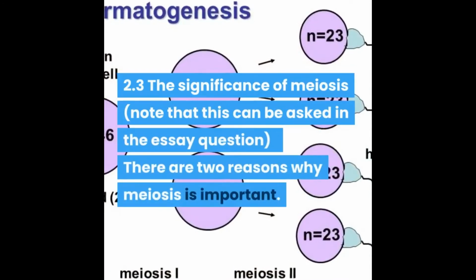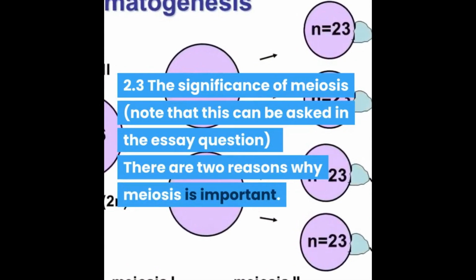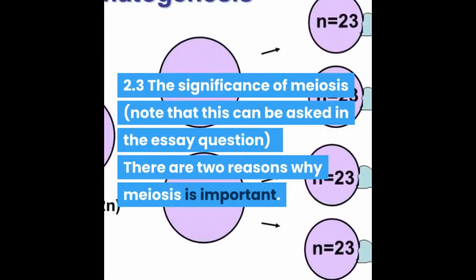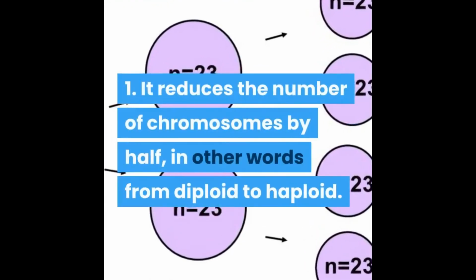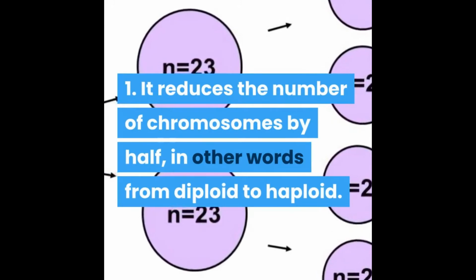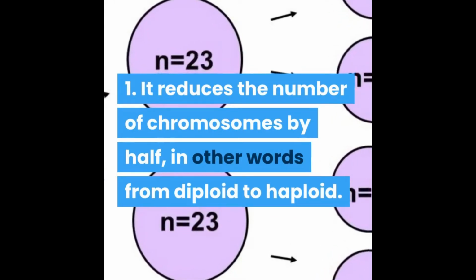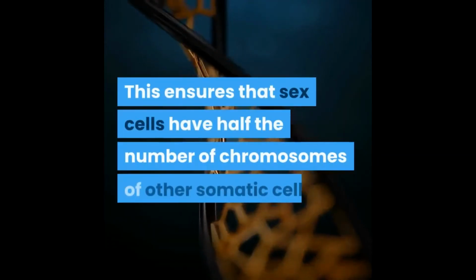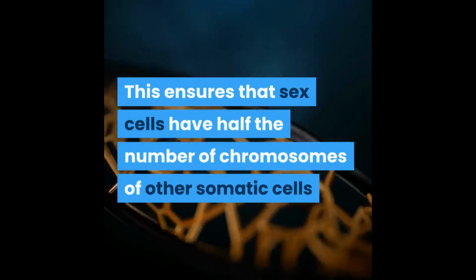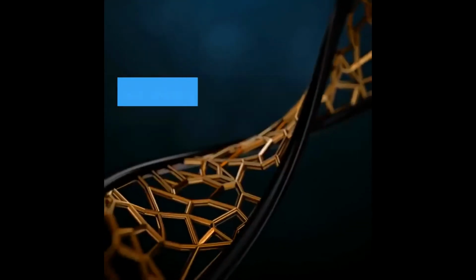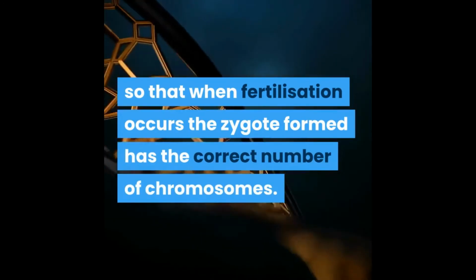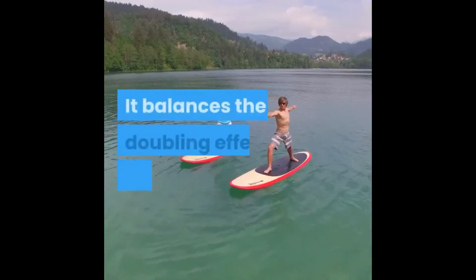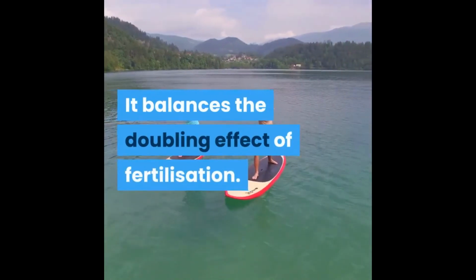2.3 The significance of meiosis. Note that this can be asked in the essay question. There are two reasons why meiosis is important. 1. It reduces the number of chromosomes by half, in other words from diploid to haploid. This ensures that sex cells have half the number of chromosomes of other somatic cells so that when fertilization occurs, the zygote formed has the correct number of chromosomes. It balances the doubling effect of fertilization.